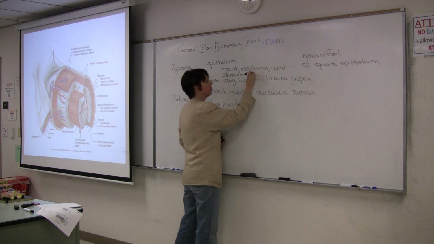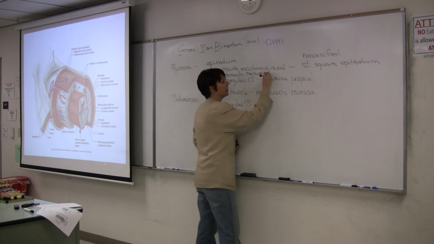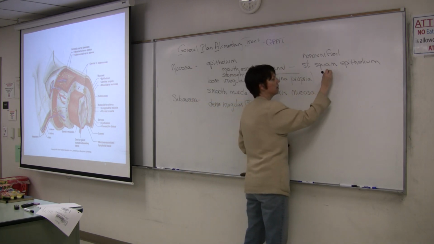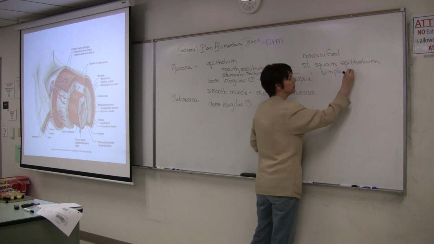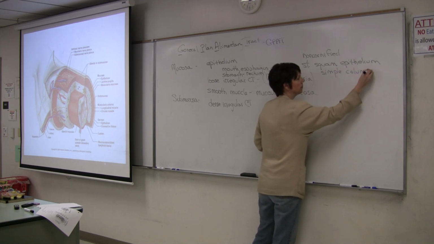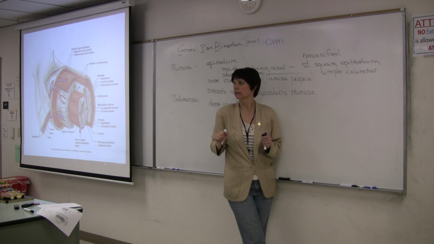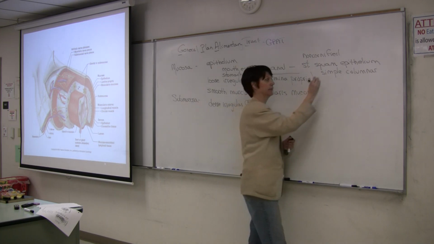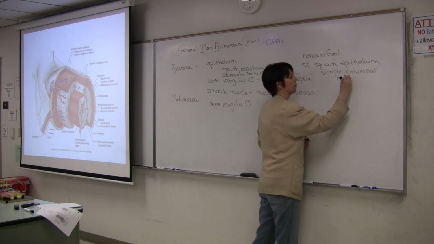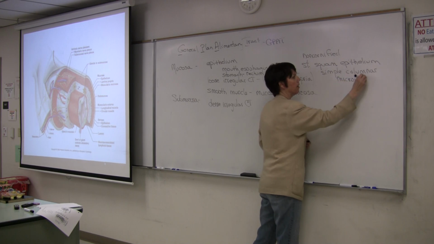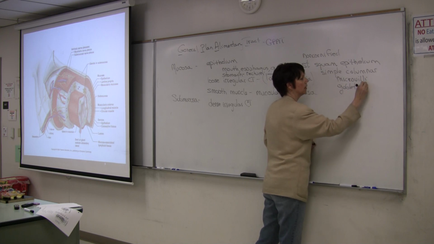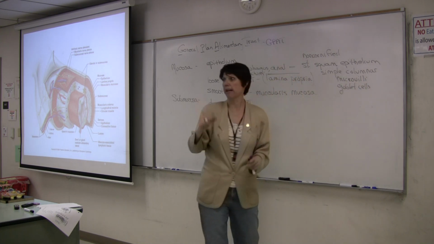From the stomach to the rectum, our epithelium is simple columnar. Would we have cilia or microvilli? Microvilli. And most of the time we do have goblet cells. Not in the stomach, but in the rest of the tract.